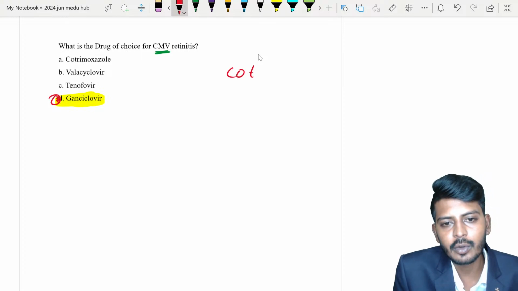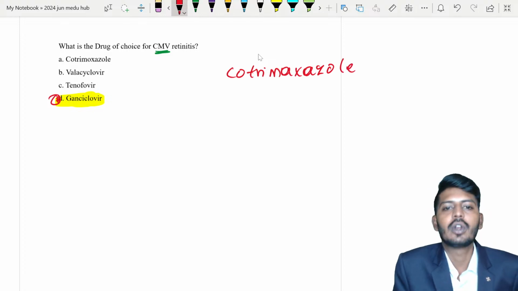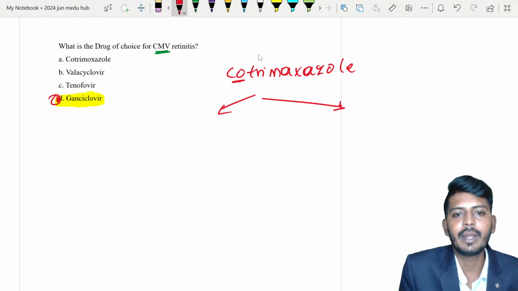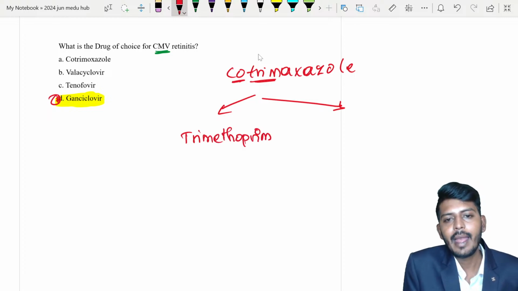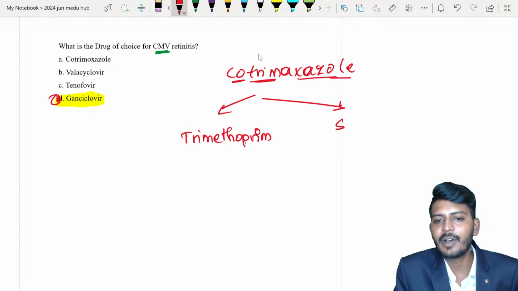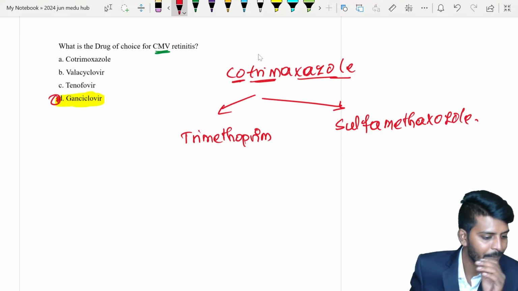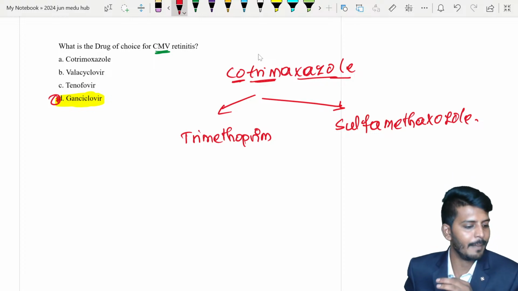Okay, cotrimoxazole. See, cotrimoxazole is a combination of two drugs. So CO for combination, trima you can remember as trimethoprim. Oxazole is for sulfamethoxazole. So these are the drugs: trimethoprim and sulfamethoxazole.